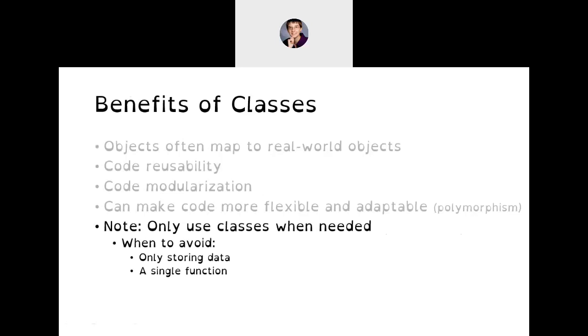Okay, so the big thing with Python is they really push for code that is simple and readable, right? So if you can do something with something that is simpler, use it, right? So really only use your classes when it makes sense to use it.